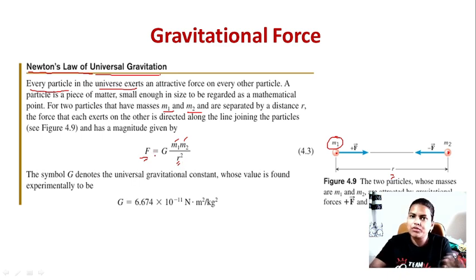When we remove the proportionality, we get a constant, capital G. This capital G is known as the universal gravitation constant, whose value was found to be 6.674 times 10 to the power minus 11 Newton meter square per kg square.